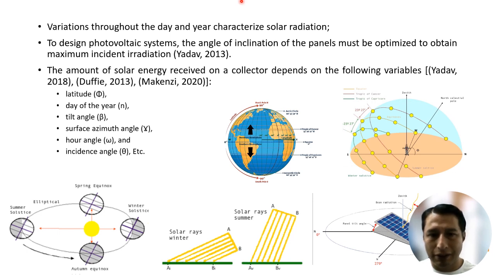The amount of solar energy reaching a collector depends on the following variables. The latitude. The latitude is the position on the Earth in degrees, either towards the northern hemisphere or towards the southern hemisphere, of the point we are going to analyze. The day of the year depends on the movements of revolution and rotation of the Earth. Obviously, it gives you the amount of solar radiation that will reach the Earth.